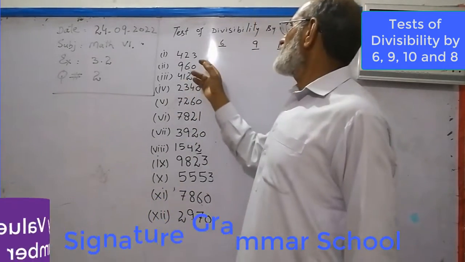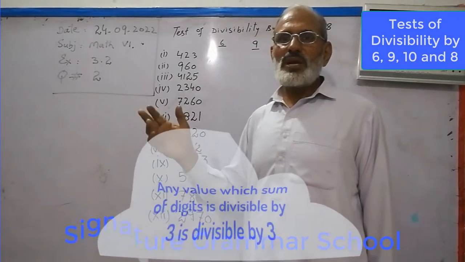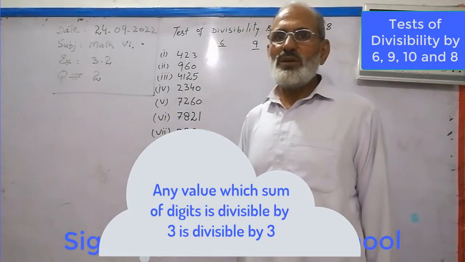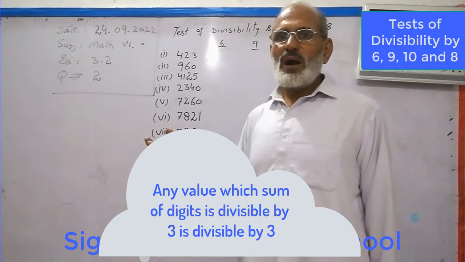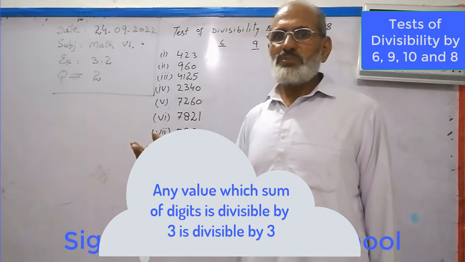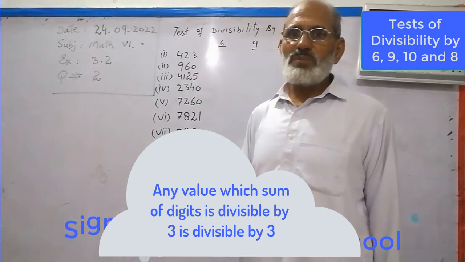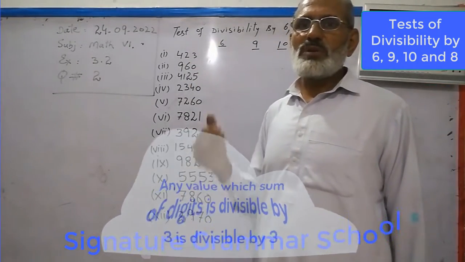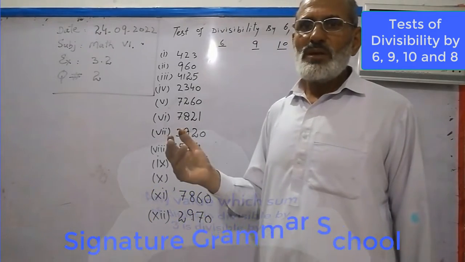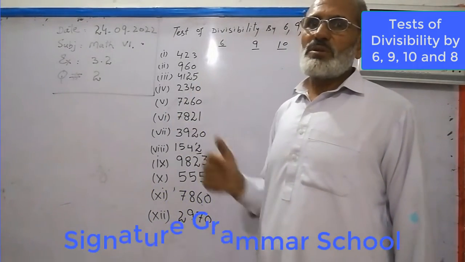And if you take the sum total of all digits present in the value, and that aggregate is divisible by 3 or comes in the table of 3, then that value is divisible by 3. Now if these two conditions are fulfilled, meaning that the value is divisible by 2 and divisible by 3, then that value is also divisible by 6.